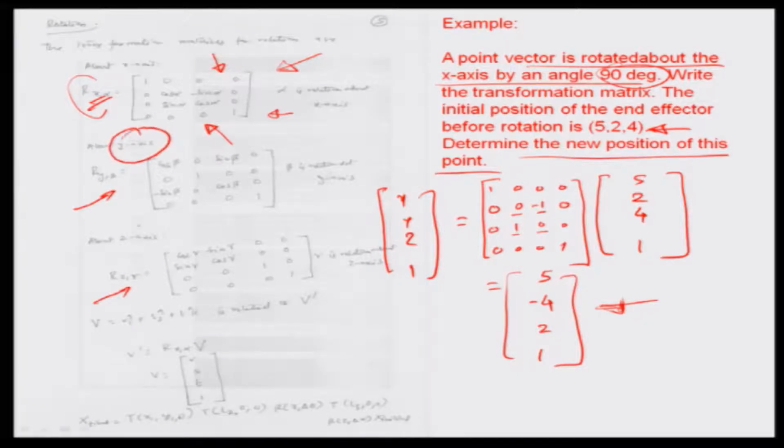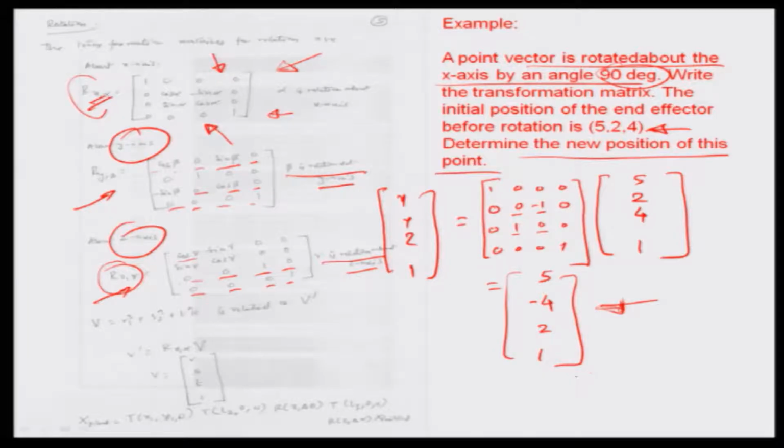About the y axis and z axis, the transformation matrix changes. About the y axis, beta is the rotation, and the matrix is cos beta 0 sin beta 0, 0 1 0 0, minus sin beta 0 cos beta 0, 0 0 0 1, and so on. And about the z axis, if gamma is the rotation, then you can write the transformation matrix as cos gamma minus sin gamma 0 0, sin gamma cos gamma 0 0, 0 0 1 0 and 0 0 0 1, and so on.